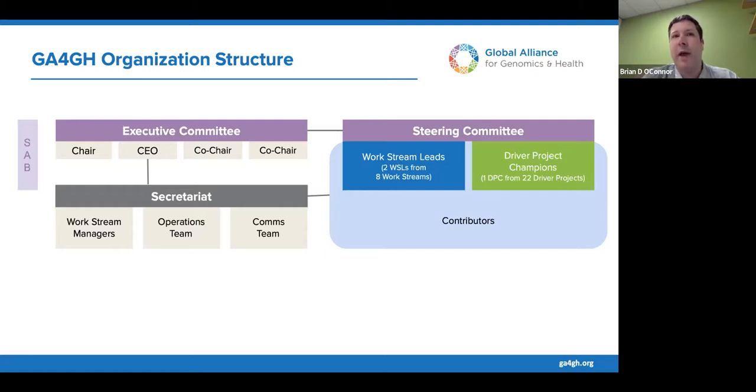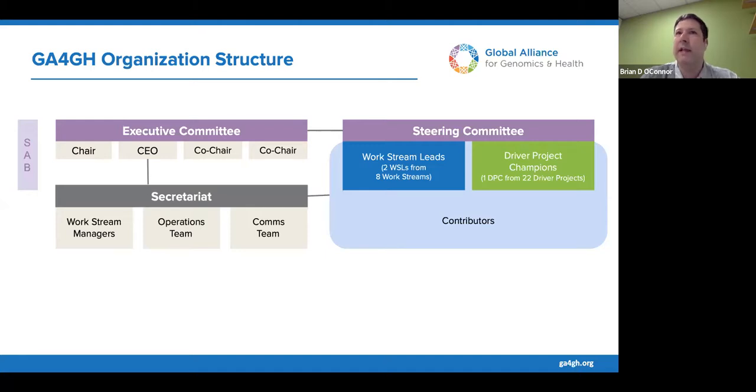So they're there to provide feedback on the APIs, and feedback on the readiness of those for being released as official GA4GH standards. So that's on the right-hand side, and that's the process and the components of how we go about building our API standards.